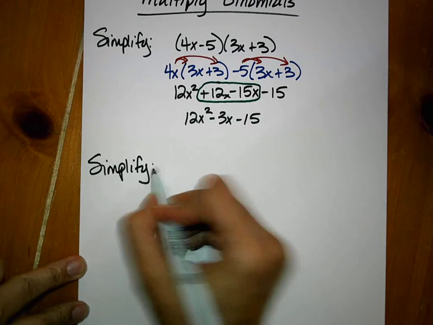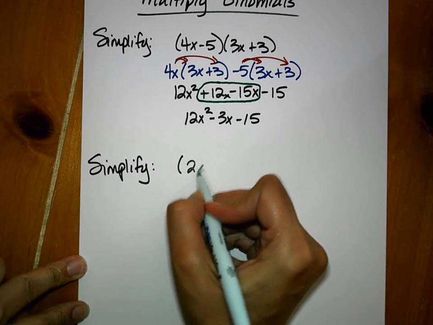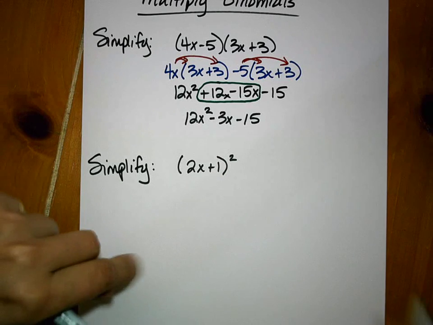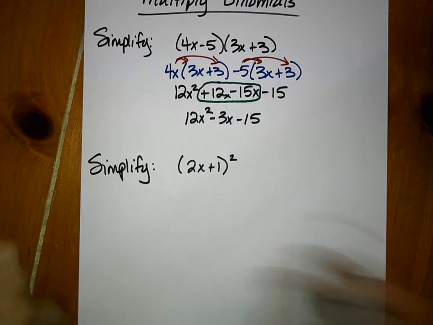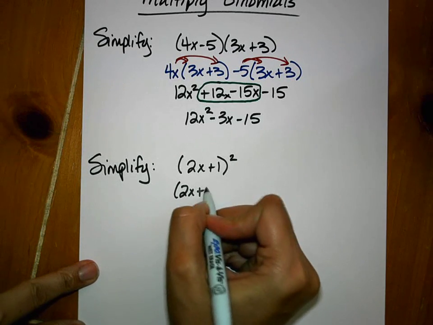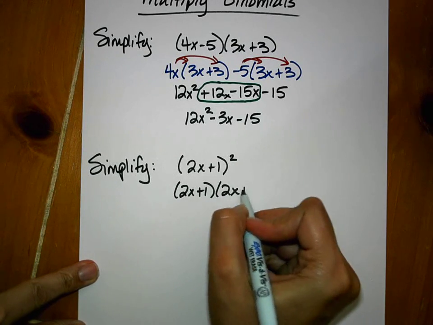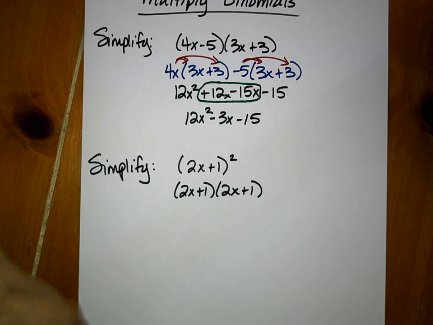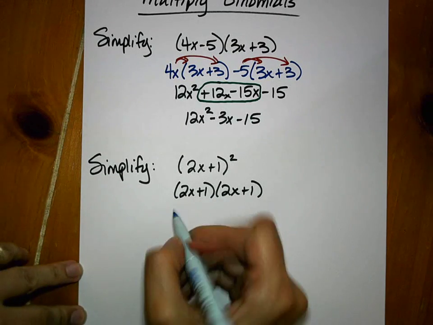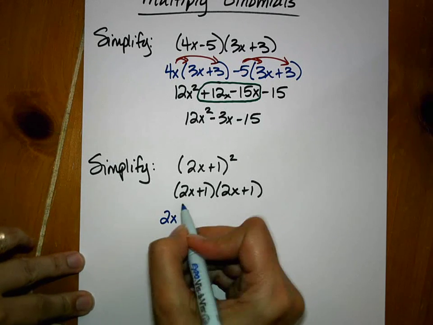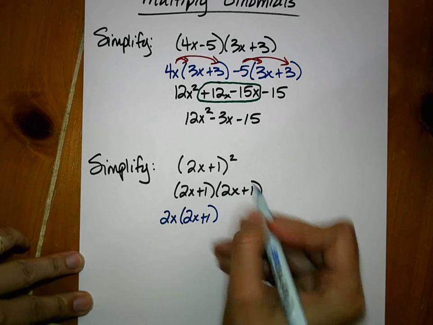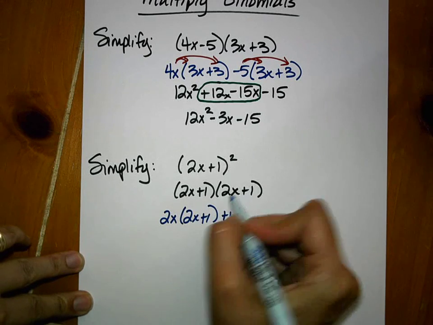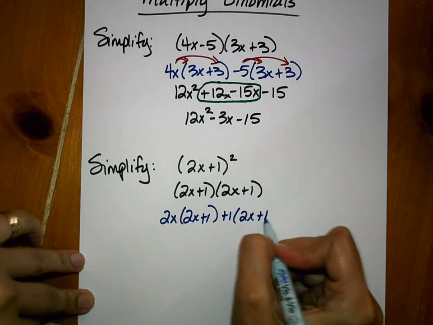Okay, sometimes what you'll see is a binomial squared like this, which just means you have 2 binomials being multiplied by themselves. I mean, that's what the power of 2 means. So it's really 2x plus 1 times 2x plus 1. Okay? So once again, just like my above example, I'm going to separate the first binomial so that I can do a distribution. This is this 2x, and then I multiply it by 2x plus 1, the second one. Now I have the 1, and I multiply it by 2x plus 1.